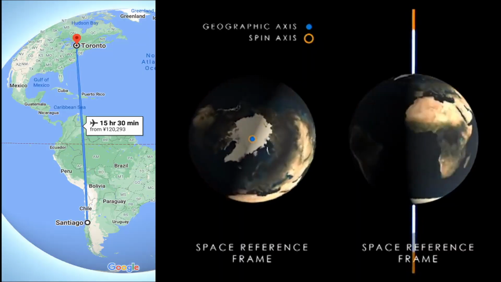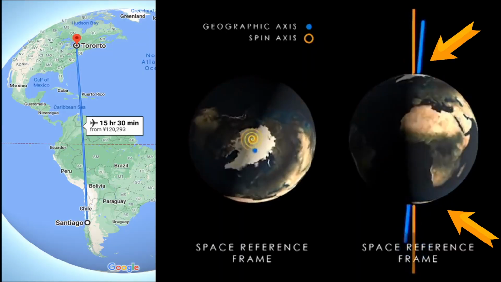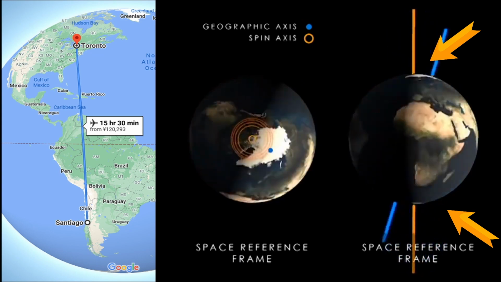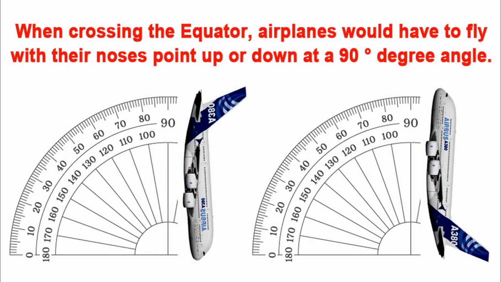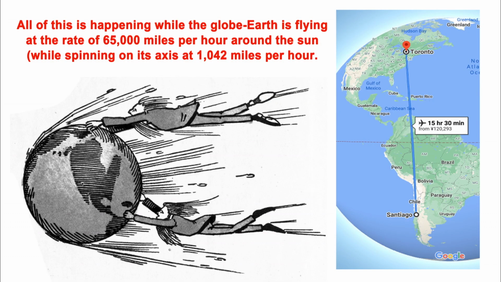Now imagine the same flight when the Earth is spinning and wobbling to account for the explanation of the seasons. So this is how the Earth is spinning at the same time. And consider also that when crossing the equator, those airplanes would have to fly with their nose pointing up or down at a 90-degree angle. Also, consider the fact that not only the Earth is spinning, but it's also going around the Sun. So all of this is happening while the globe Earth is flying at a rate of 65,000 miles per hour around the Sun, while spinning on its axis at 1,042 miles per hour.